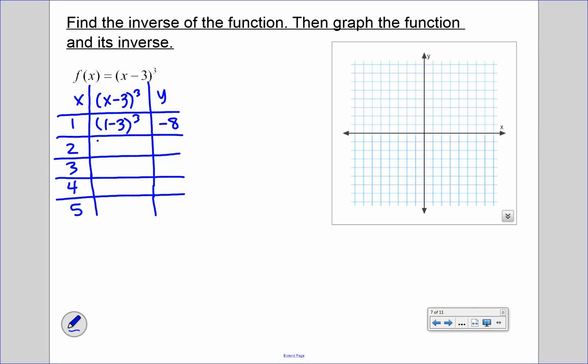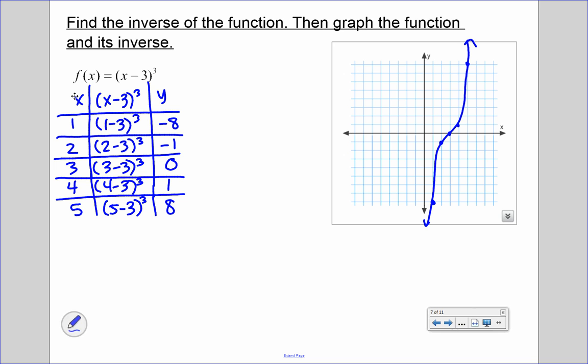1 minus 3 cubed is -8. 2 minus 3 cubed is -1. 3 minus 3 cubed is 0. 4 minus 3 cubed is 1. 5 minus 3 cubed is 8. So we're going to graph that: (1, -8), (2, -1), (3, 0), (4, 1), (5, 8). And now you can see that I chose those numbers because I get a nice S curve for that.